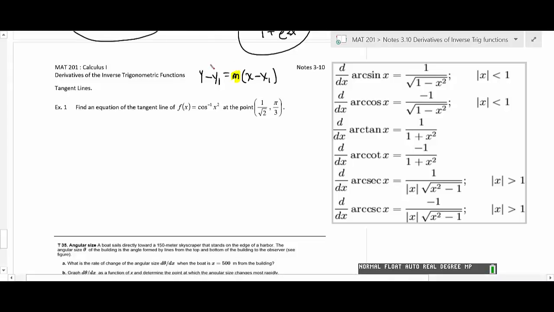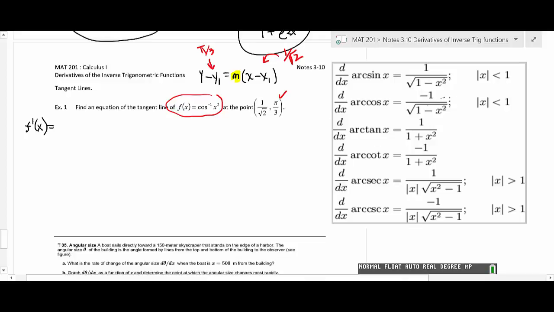Basically, in this problem, y1 is going to be pi over 3. That's given in the point I gave you. And then x1 is going to be 1 over square root of 2. So you've got that. The big job of the problem is just figuring out what m is. So we need to do a derivative, and this time we're doing a derivative of an inverse cosine. Okay, so let's go ahead and work with the derivative then.